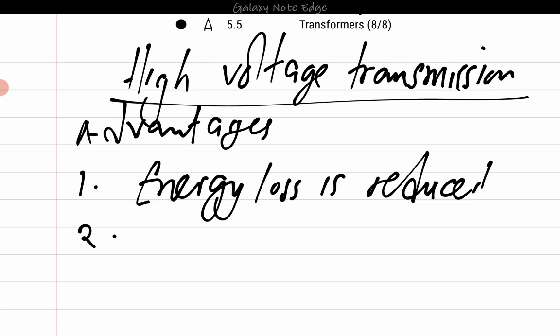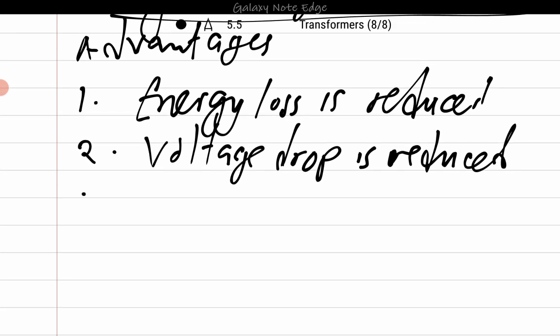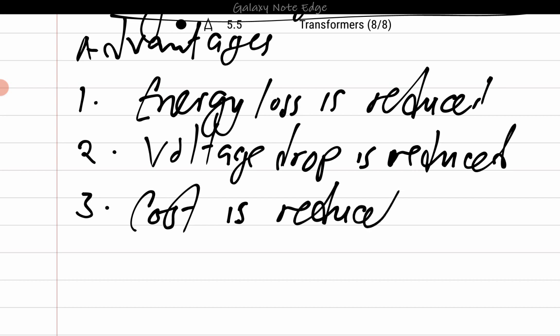Number two, voltage drop is also reduced. So this is something of a ripple effect, meaning if you reduce the energy loss, of course even the voltage will not be lost, so you maintain a higher voltage level. Then because of this, cost is also reduced. Remember, if you let the energy be lost, even the output voltage eventually will be decreased. So to avoid that, we reduce the energy loss so that the voltage drop is also reduced.